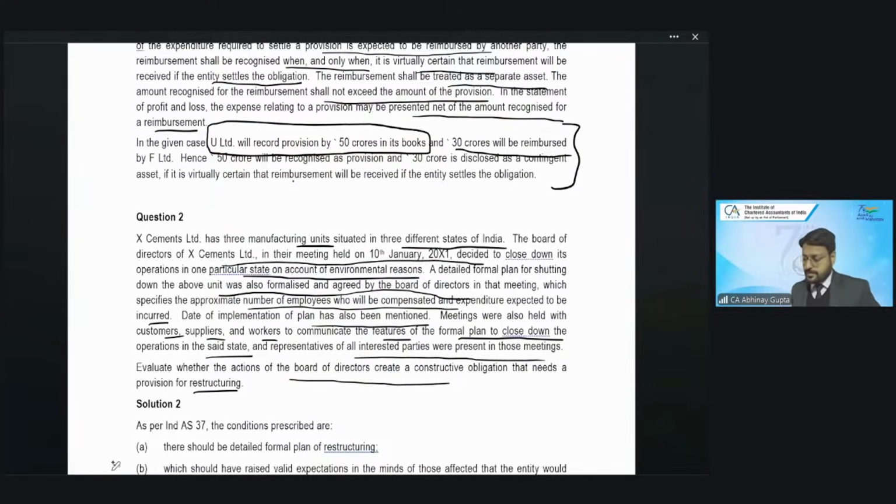Yes, sir. It needs to be done. Why? Here, they have the formal plan of restructuring. They discussed it in the meeting with all the relevant stakeholders. They formalized it also and communicated it to the parties as well.